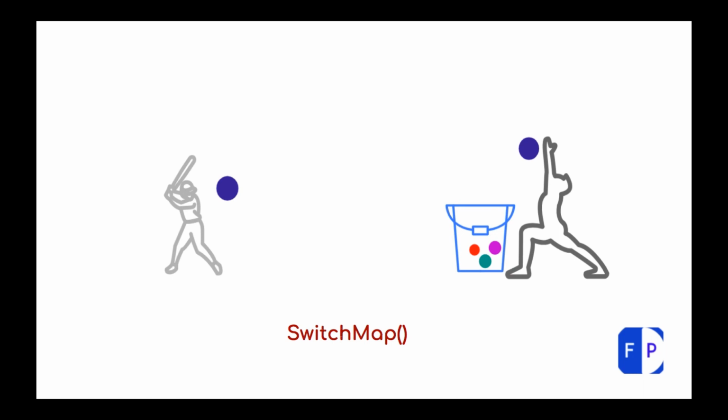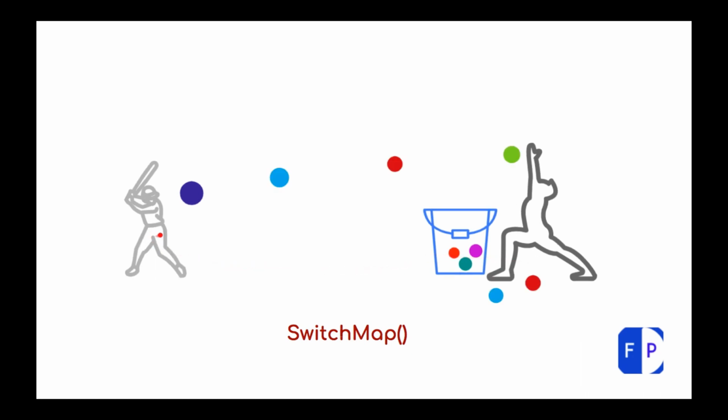But what happens if this player hits many balls in a very short span of time? The second player who is catching the ball will not get that much time to catch and put it in the bucket. Rather, he may have to drop a few balls. So before processing the request, he is able to cancel it. He is able to not choose that ball, or not choose that request. switchMap does exactly the same thing in our example.